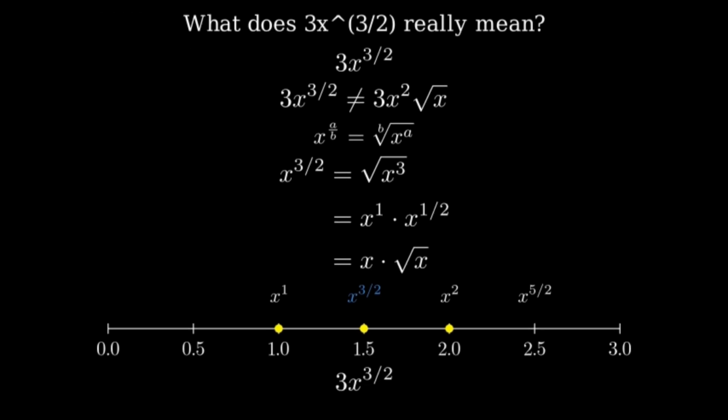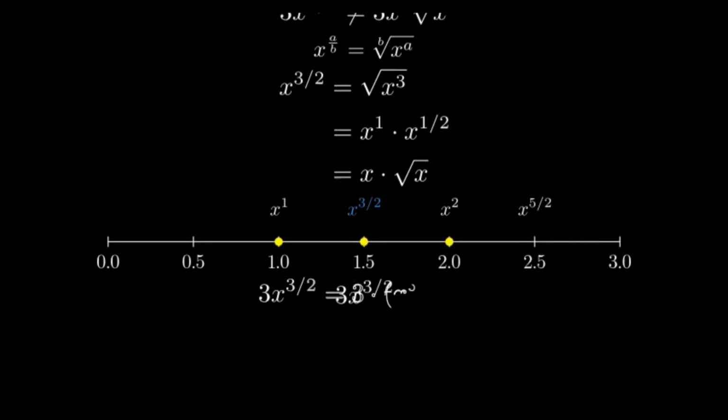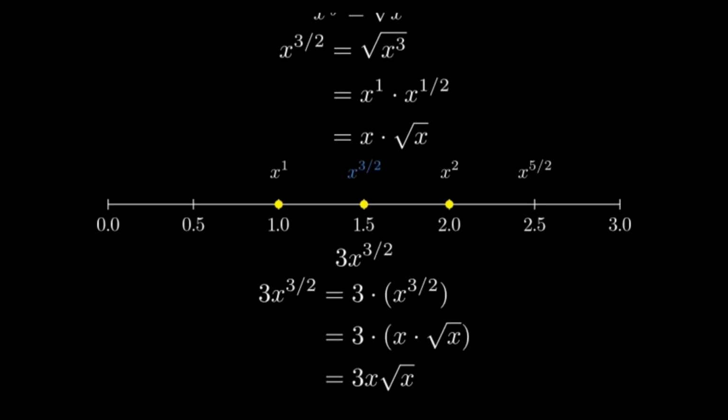Now, let's apply this to our original expression. 3x to the power of 3 halves simply means 3 times x to the power of 3 halves. And since x to the power of 3 halves equals x times the square root of x, we have 3 times x times the square root of x, which simplifies to 3x times the square root of x.